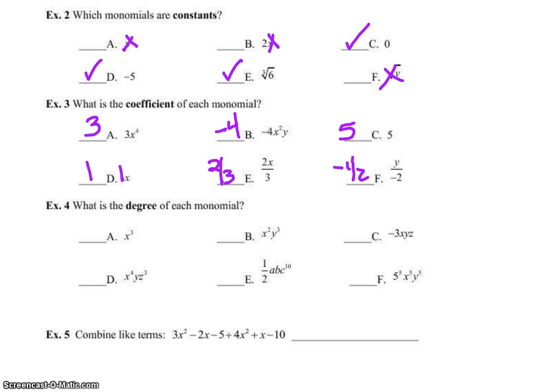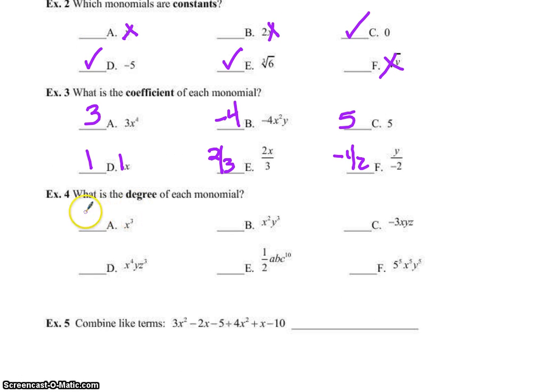What is the degree? You take your exponents and you add them. 3. 2 plus 3 is 5. 1, 2, 3. 4 plus 1 is 5, plus 3 is 8. 1 plus 1 is 2, plus 10 is 12. This one does not count because that's part of your coefficient. 5 plus 5 is 10.